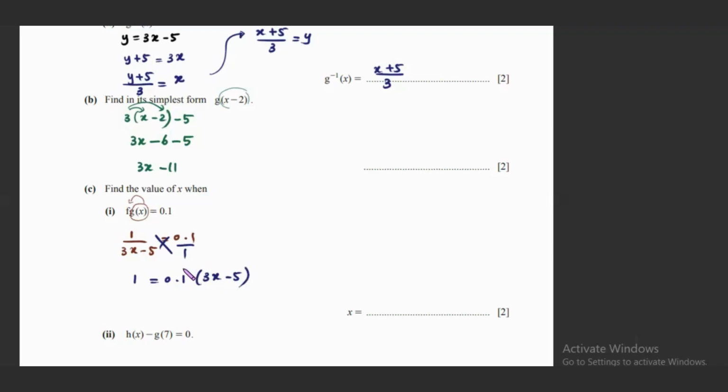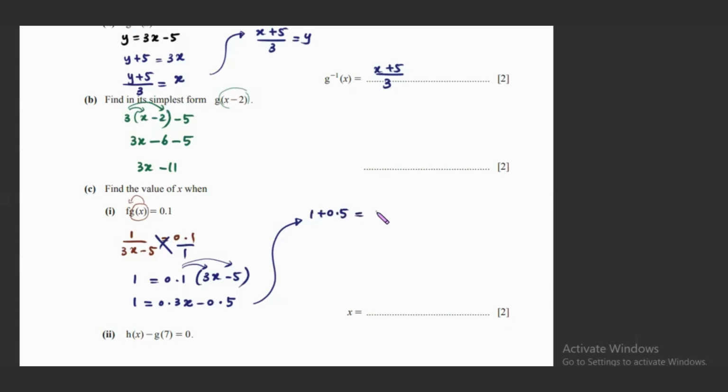I'm going to expand it by multiplying the terms inside the brackets with the number that is outside, which is 0.1. So I'll have 1 is equal to 0.1 times 3x, which is 0.3x. 0.1 times minus 5 is minus 0.5. I need to find x, so I need to take all the other terms to the other side and isolate x. So to do that, I have minus 0.5. When I take it to the other side, it gets added.